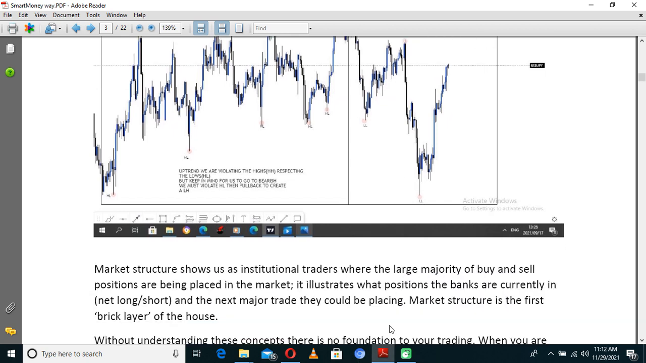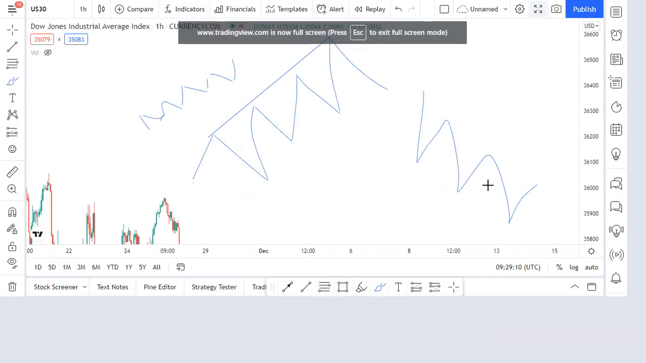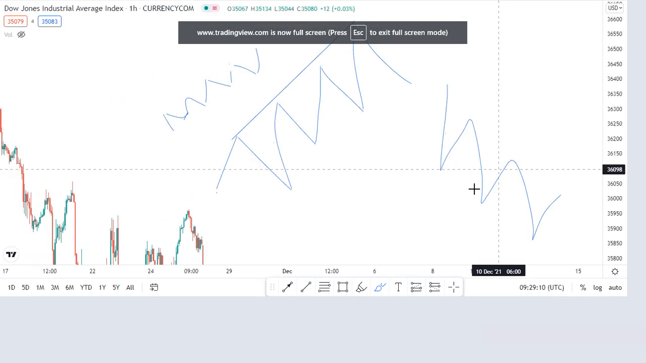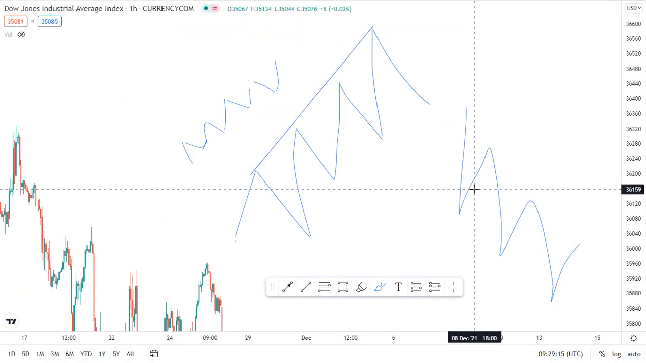So when we go further, I can read it for you. Market structure shows us where institutional traders place the large majority of buy and sell positions in the market. It illustrates what position the banks are currently in, whether long or short, and the next major trade they should be placing their orders for.